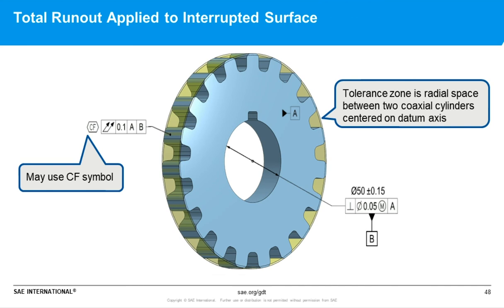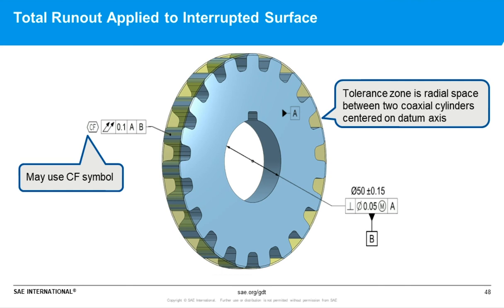But now, just like all other geometric tolerances, they're saying we should be describing it in terms of a zone. As we see here, we show total runout, and the standard now describes it in terms of the space between two coaxial cylinders centered on the datum axis. It further explains that it could be applied to interrupted surfaces, as we see in this case, and it clarifies that it only applies where there are surface elements, not where there are no surface elements.